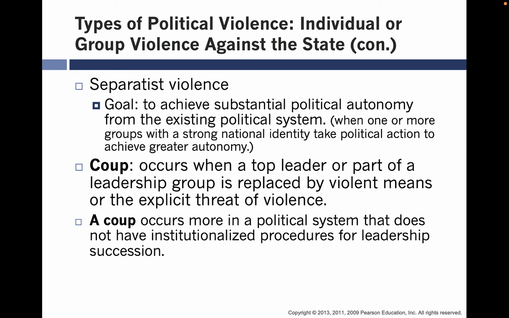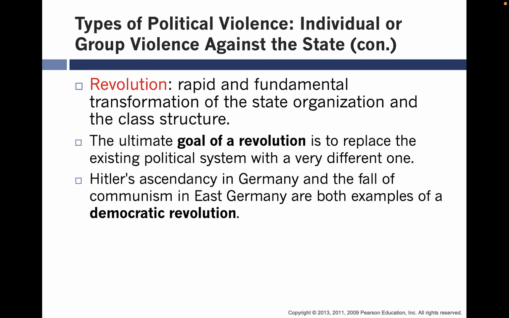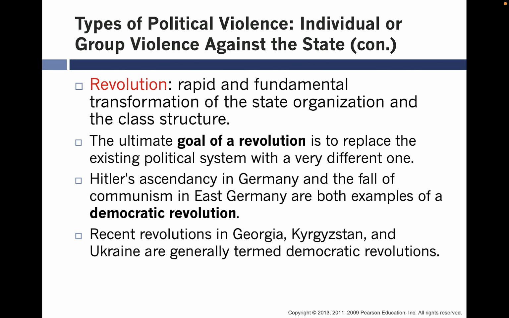We also have separatist violence, which aims to achieve substantial political autonomy from the existing political system. A coup, where a top leader or part of a leadership group is replaced by violent means or the threat of violence. Revolution, which we talked about, where the goal is to replace the existing political system. Hitler's ascent in Germany and the fall of communism in East Germany are both examples of democratic revolutions.